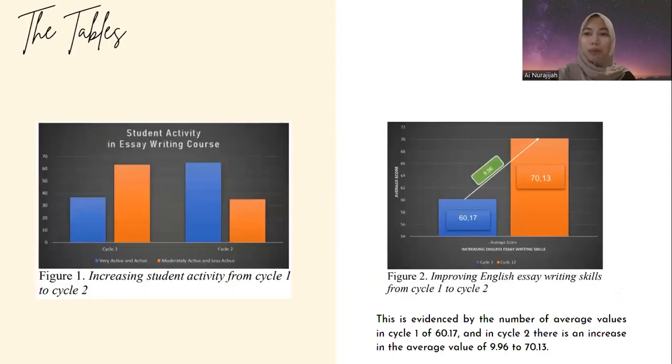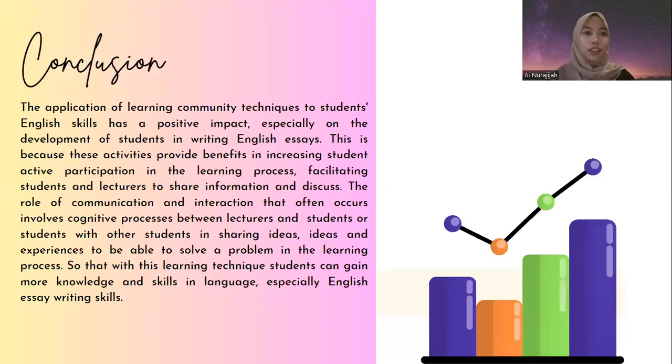And this is the table of the increasing student activity from cycle 1 to cycle 2, and improving English essay writing skill from cycle 1 to cycle 2. As you can see on my screen, there is a significant level from the student, and it is a positive impact. So the conclusion of this research is the application of learning community techniques to students' English skills has a positive impact, especially on the development of students in writing essays.